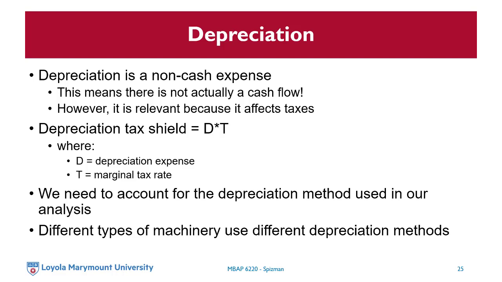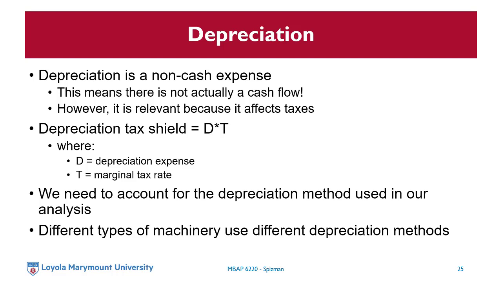It's not an actual cash flow, but it's relevant because of its effect on taxes, and we have shown that the tax savings is the expense of depreciation times the marginal tax rate, T. So our depreciation tax shield is D times T, which is essentially a benefit to us, right? Instead of paying that amount in taxes, you're keeping it in the firm. You're not necessarily getting it back, but you're not paying it out. And so we need to definitely account for this in our analysis.